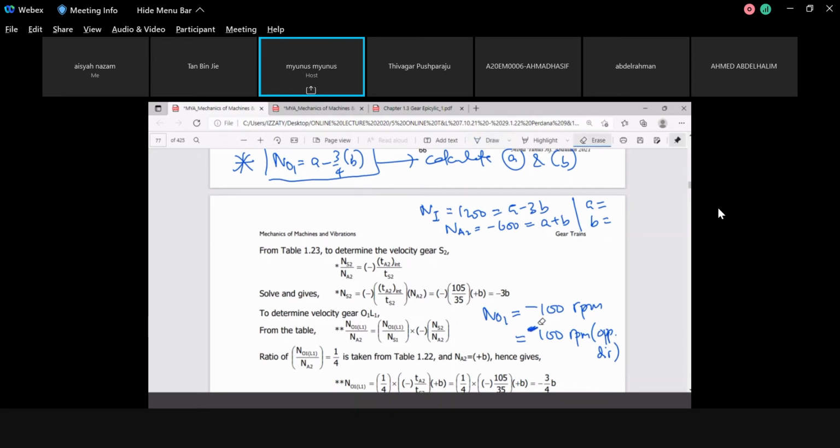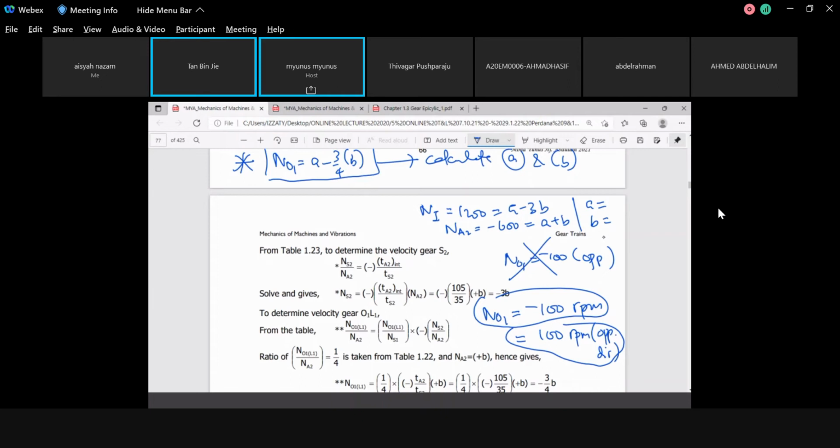Am I answering your question? So you either put negative or just put opposite direction behind. You can put it here, correct. You can also put it here, correct. But if you put NO1 equal to negative 100 is equal to opposite direction, that is not correct. Understand me or not? Understood, Doctor. Thank you, Doctor. Okay.